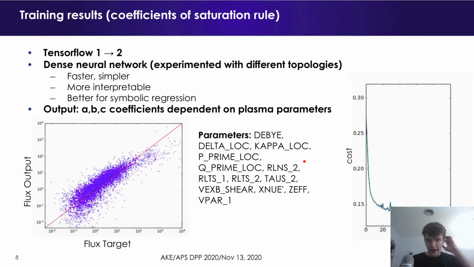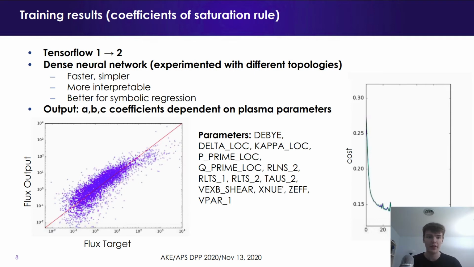And so then in training that, what we did is first I had to upgrade TensorFlow from 1 to 2, and then I ultimately decided on a dense neural network. Looked at a couple different topologies, and the reason why we chose a dense neural network is because it's faster, simpler, and it's going to be more interpretable because it's simpler, which is going to be better for symbolic regression to take from the weights from the neural network in order to form an actual equation.